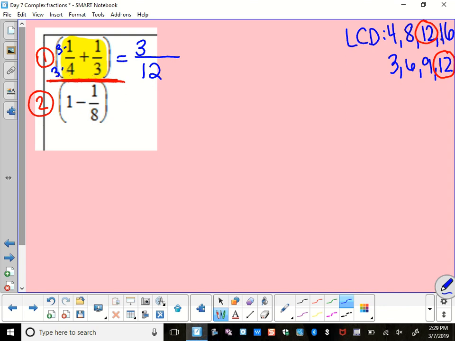Alright, then I have my old denominator is 3 and I'm trying to get to 12. I'm going to multiply the bottom and the top by what? 4. So on top I have 1 times 4, which is positive 4. What's 3 plus 4? 7. So my answer is 7/12. Okay?